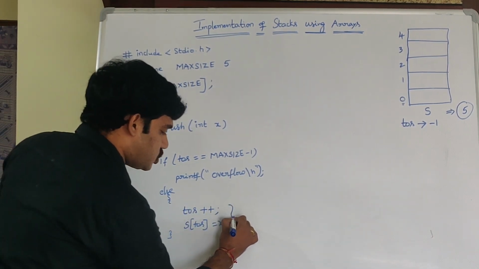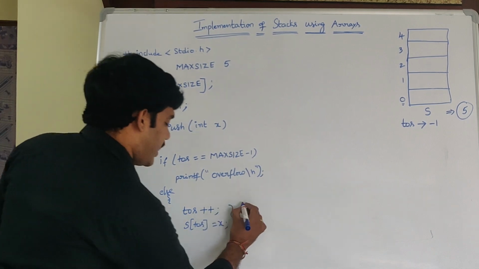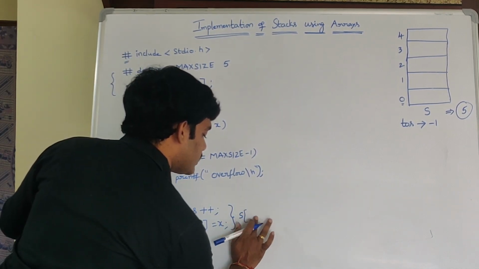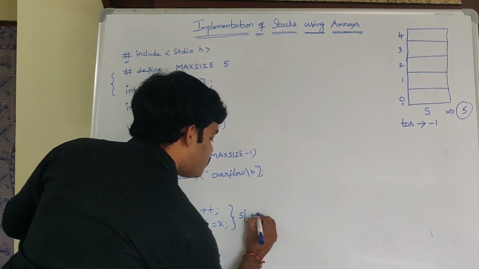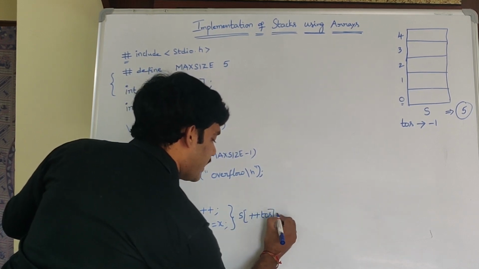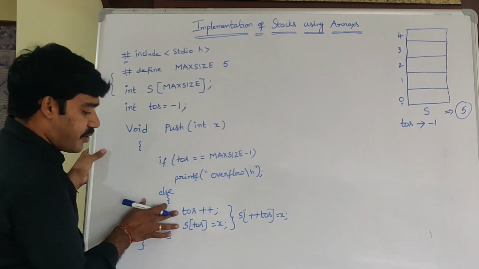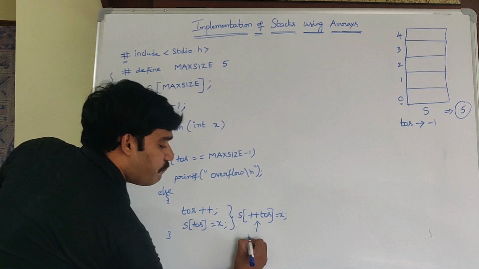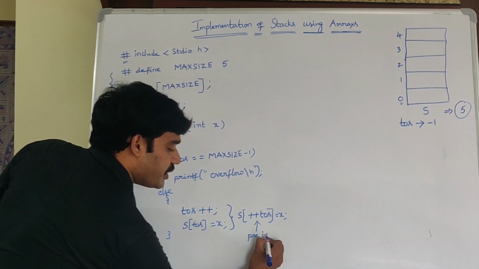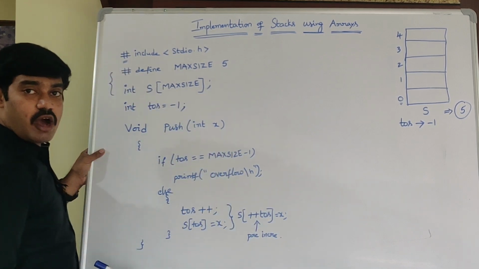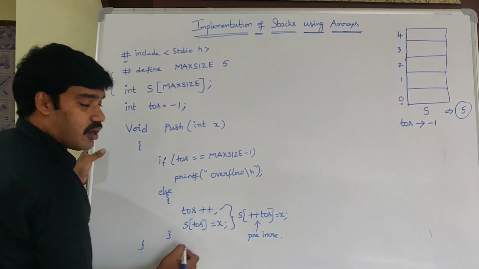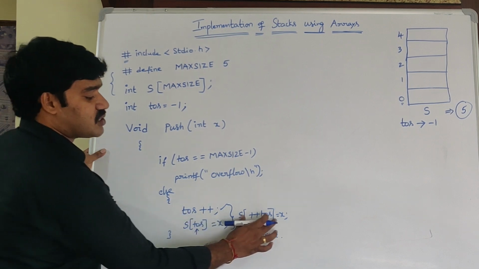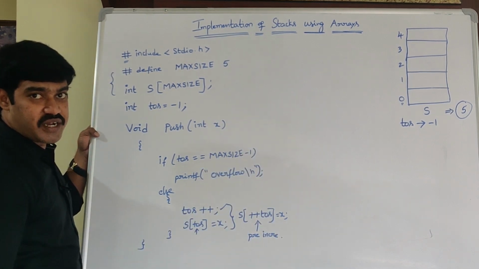Instead of writing these two statements, you can simply write S[++TOS] = X. Choice is yours. Either you can write these two statements or simply this statement. What is this one? Pre-increment. What is the meaning of pre-increment? First it increments the value and then uses the value. So instead of writing these two statements, this is the shortcut for the push function.